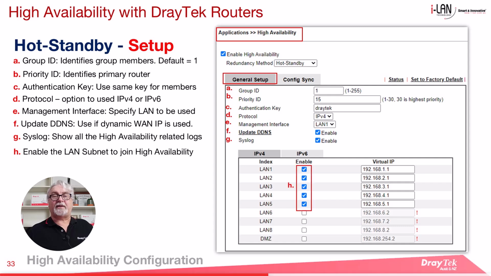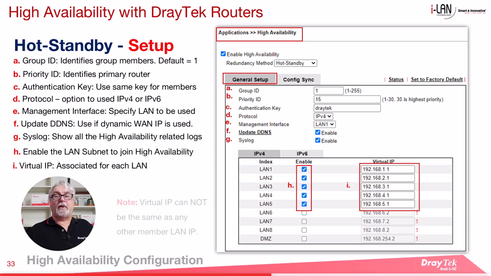H, select which LAN subnet or subnets will be used. And finally, I, for each subnet, enter the corresponding virtual IP address. These all need to be unique for each subnet. Remember that the virtual IP address must not match any other member LAN IP address.